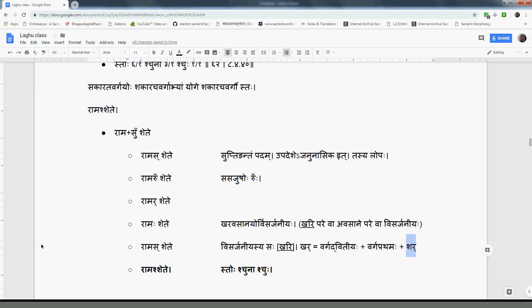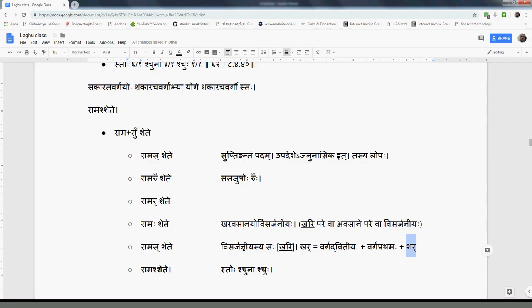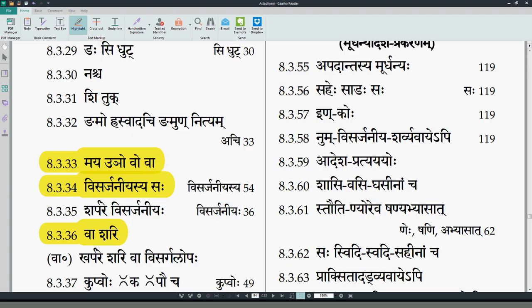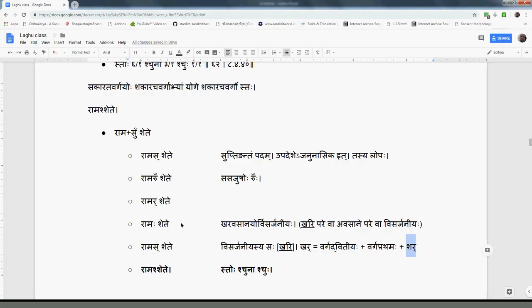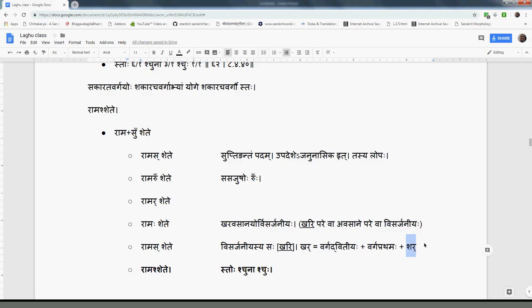Now this Shar, when Shari, Vashari, what? Visarjaniya, 36. Visarga is an Adesha as a Vibhasha. If it does not take Vibhasha, that means you don't apply Visarjaniyasya Sah, and then Vashari, it optionally does not become Saha. So optionally, if it does not become Saha, when Shar follows, it will remain Visarga.